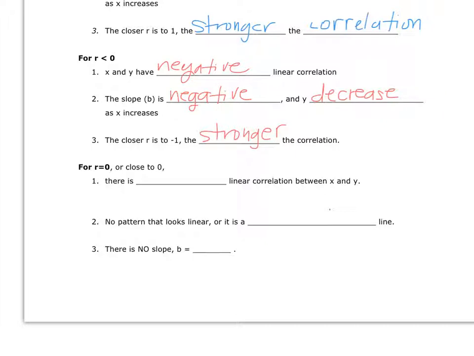Now, if r is equal to 0 or close to 0, that means there is no linear correlation. So 0 for r tells us that these two variables, x and y, have no correlation that can be described as linear. It means that there is no pattern in the scatter plot that looks linear, or if we can find a pattern, it is a horizontal line.